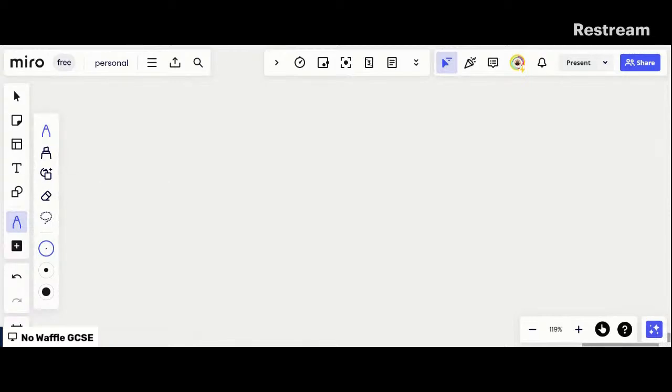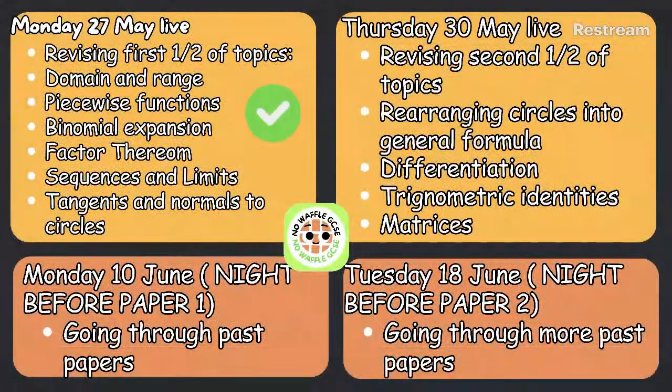I don't know if we have time to go over circles. You know what we'll do? We'll go over circles in the beginning of the next live. I think that will be better, most of the first half. So in the next one, we'll look at tangents, rearranging circles into general formula, differentiation, trig identities, and matrices.